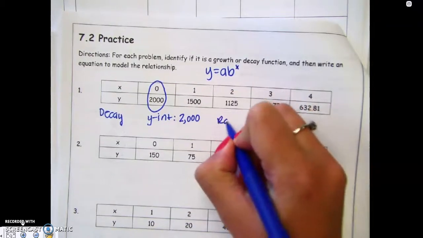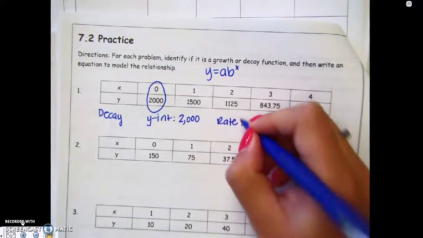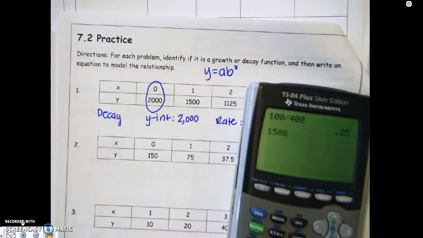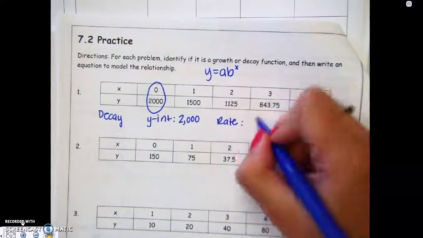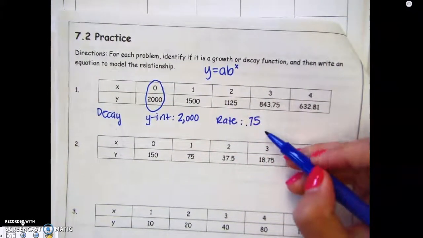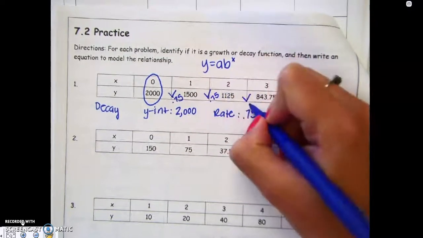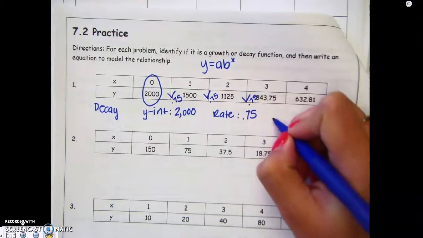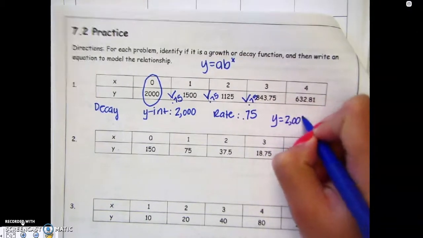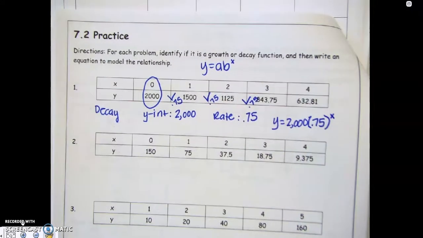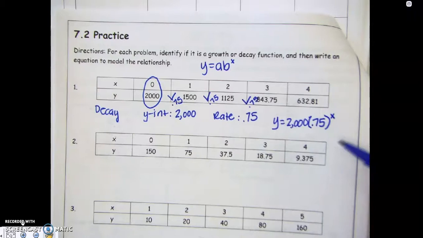And now I want to find my rate. How is this decreasing? So to do that, I always take my second number and divide it by my first, just to see what I have to multiply by. So 1,500 divided by 2,000 is 0.75. So my rate is 0.75. It's decreasing by 0.75. And I could double check that. So my equation would be y equals 2,000 times 0.75 to the x power. Okay, and if you have a growth function, this number will be greater than 1. So that's all the practice is.